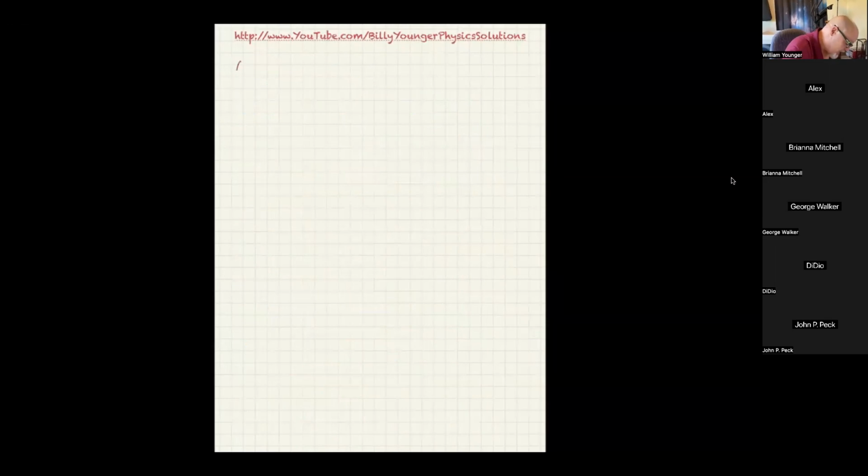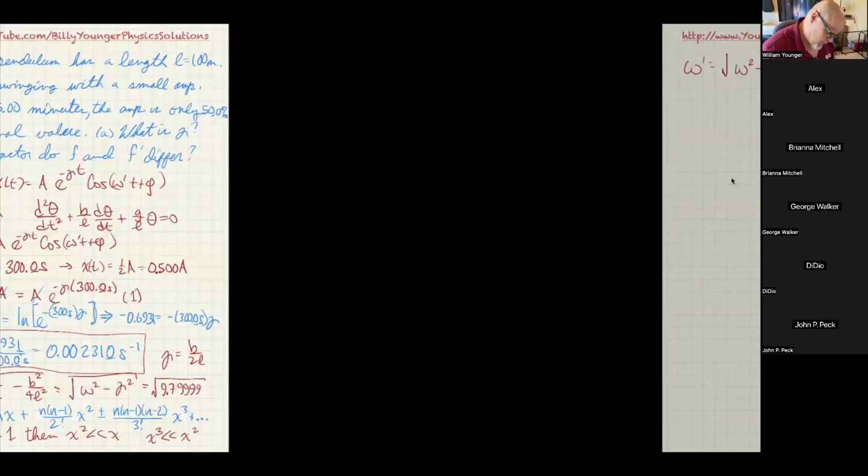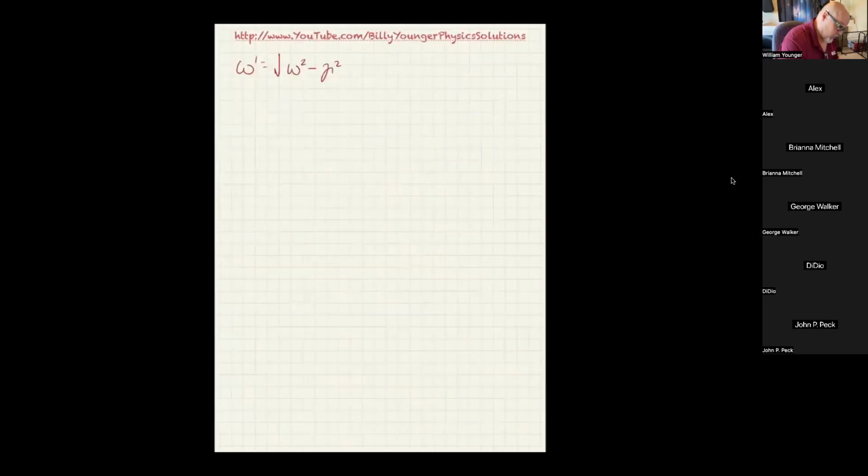So what I've got is omega prime is equal to the square root of omega minus gamma. I think that's gamma squared, actually. So it's omega squared minus gamma squared. Did I write it that way before? Yes, I did. Okay, so what I'm going to do is, for starters, I am going to say that is equal to omega squared minus gamma squared to the 1/2 power.